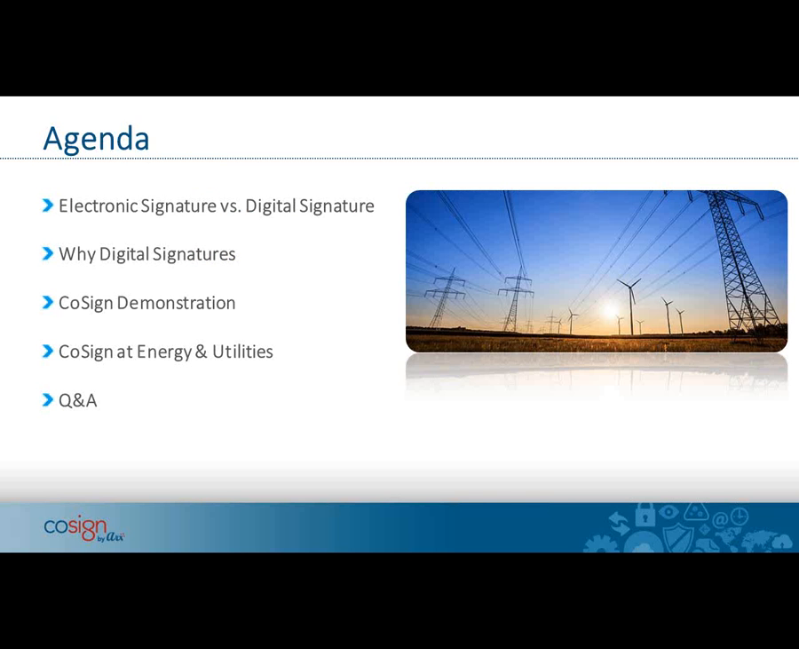For today's agenda, just to cover it, we're going to talk a little bit about what are the differences between electronic and digital signatures. Cosign is a digital signature solution. What are the benefits and what makes up a digital signature? But then quickly move into how does it work. So I have a few interesting demonstrations to show to you, and then after that we'll wrap up, and Mike's going to talk about some interesting use cases of how our energy and utility customers are benefiting from the use of digital signatures in their operations.